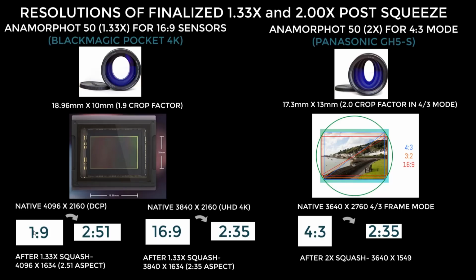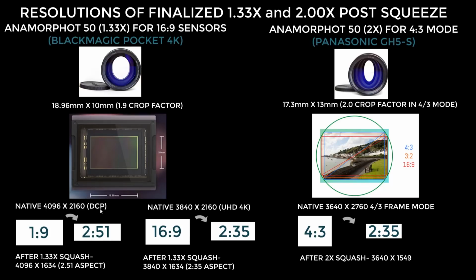Okay, so it starts out at 16:9. With that squeeze, you get a 2.51. You could always zoom up and crop it to get to a 2.35. Ultimately, you end up with the same resolution as you would get here, which is 16:9 going to 2.35 if you just use this resolution.